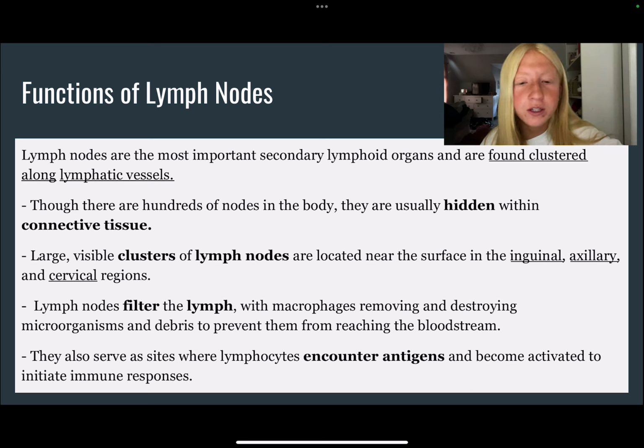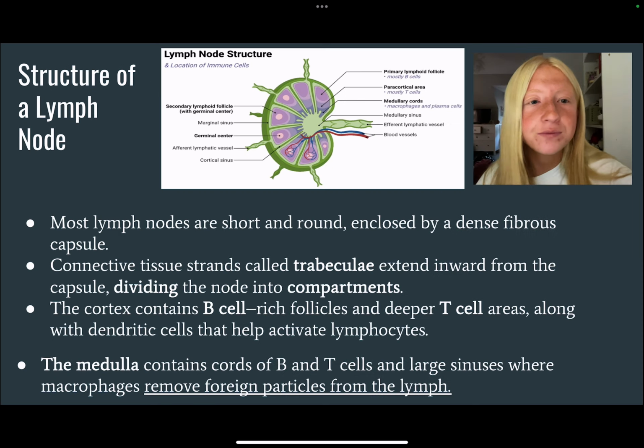Lymph nodes filter the lymph, with macrophages removing and destroying microorganisms and debris to prevent them from reaching the bloodstream. They also serve as sites where lymphocytes encounter antigens and become activated to initiate immune responses.